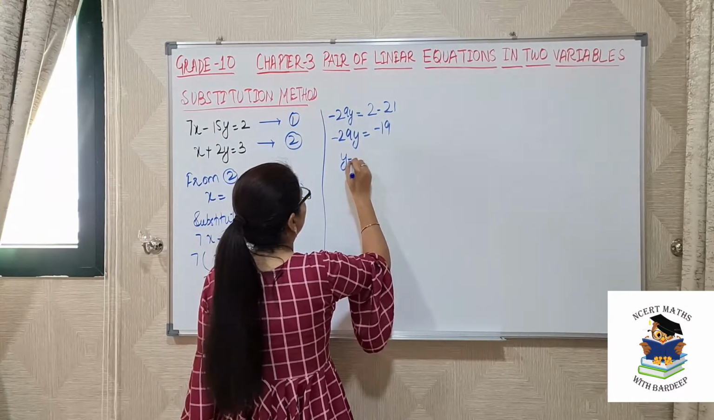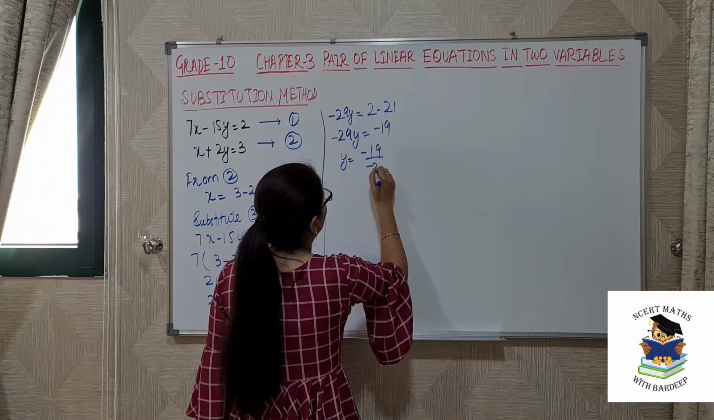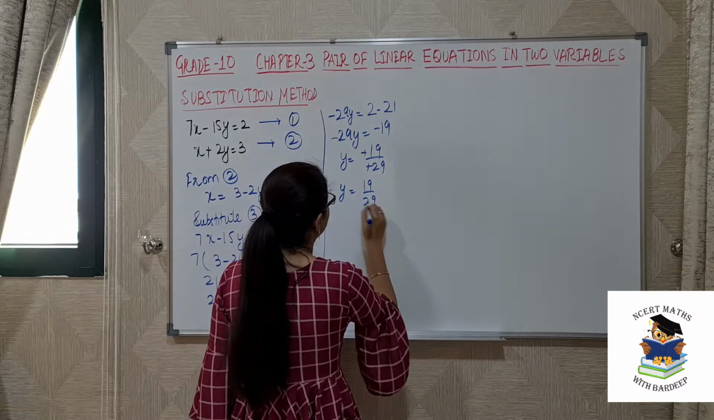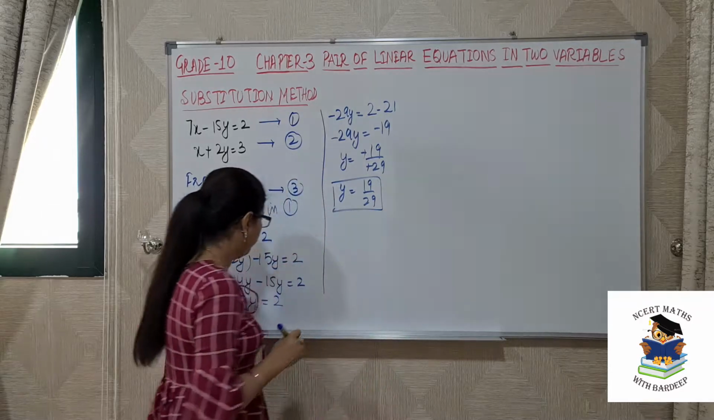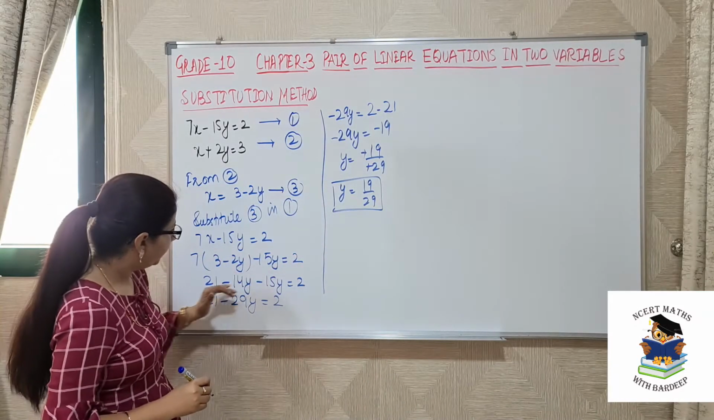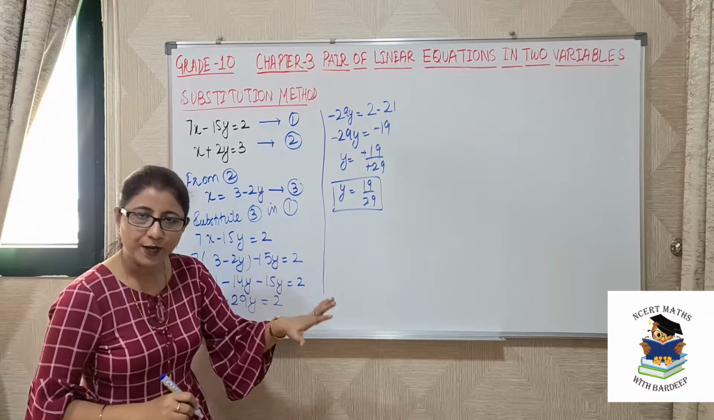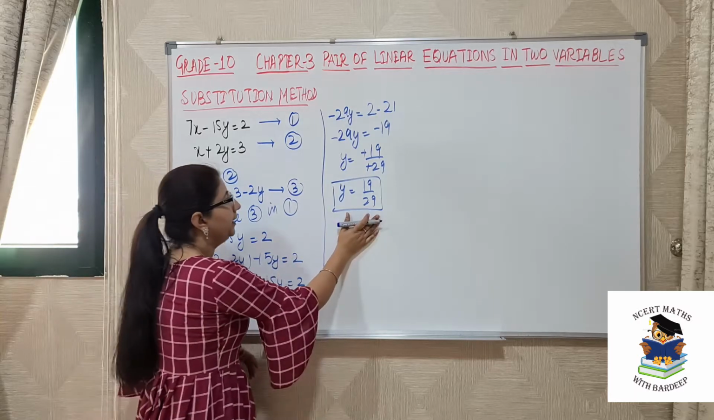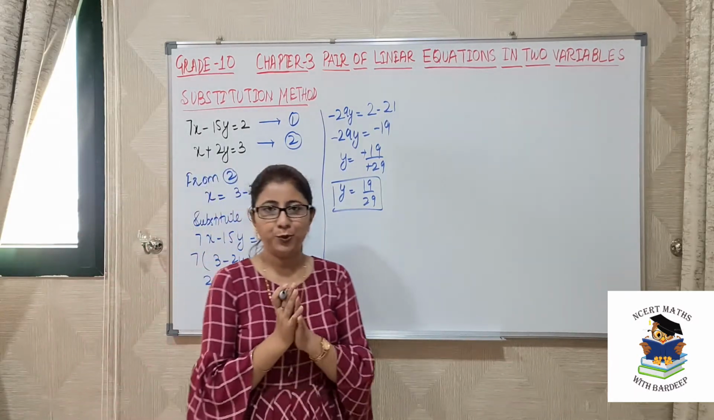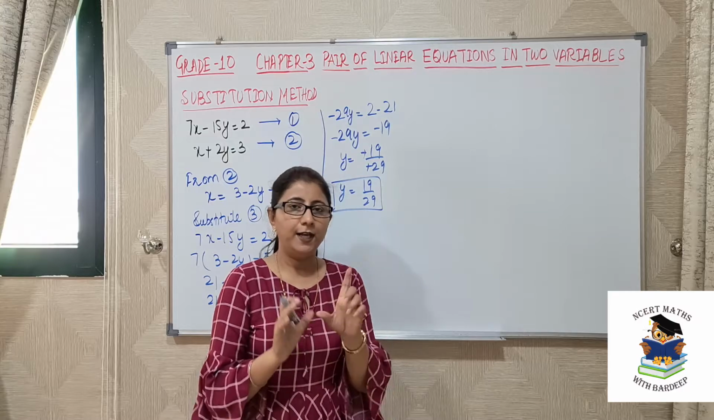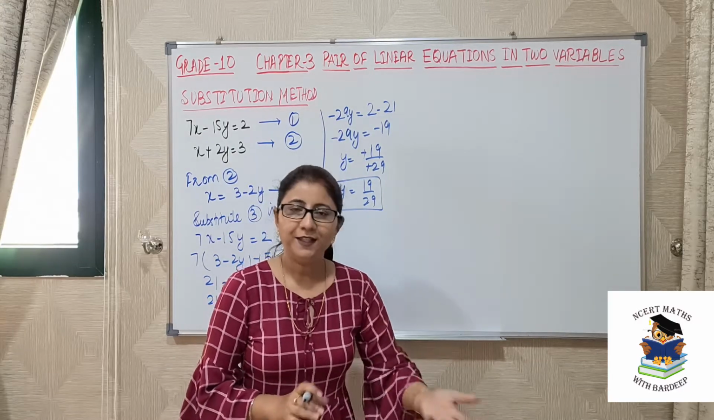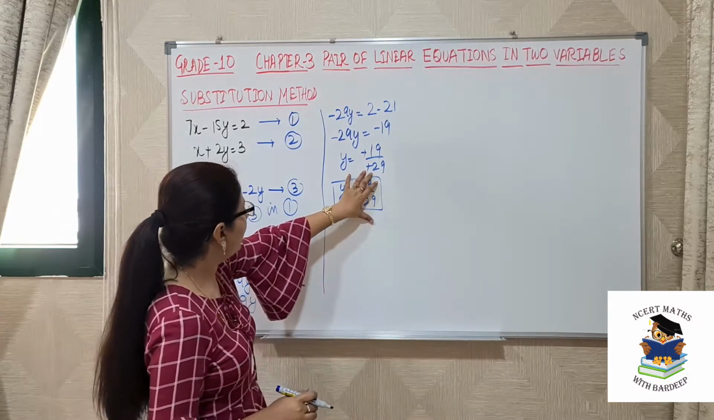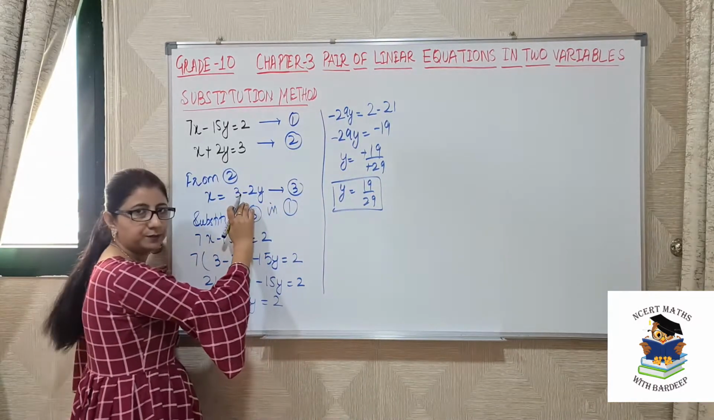Then what is the value of y? See, now instead of two variables, we have reduced our equation in one variable. Means when we substitute this, our equation is a linear equation in one variable, and that is very easy to find the solution for. So here we get y as 19 by 29. Once we get the value of one variable, automatically we can find the value of second variable. How? We will put this value in this third equation.